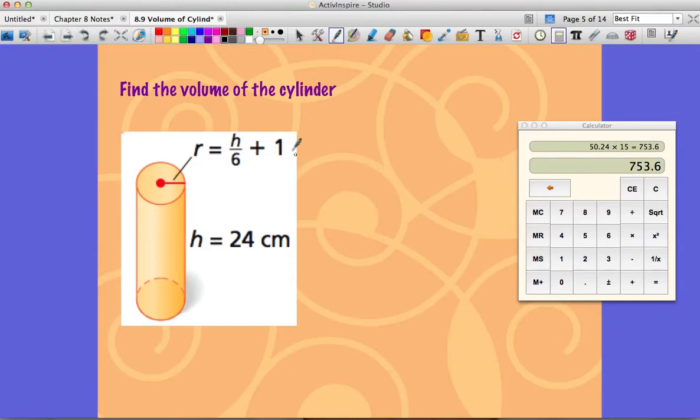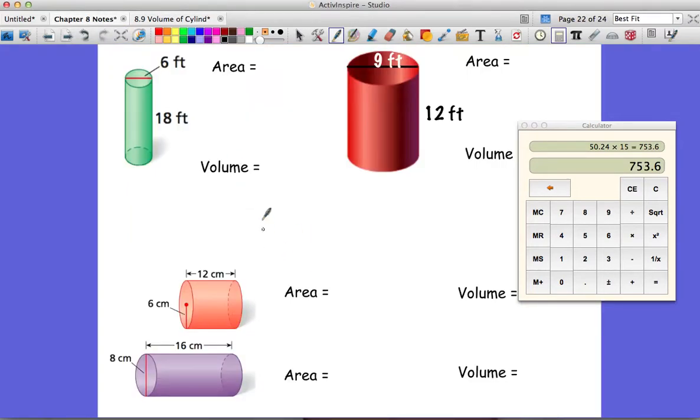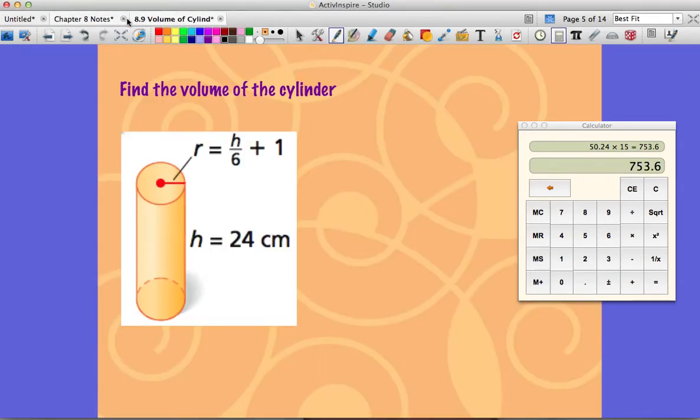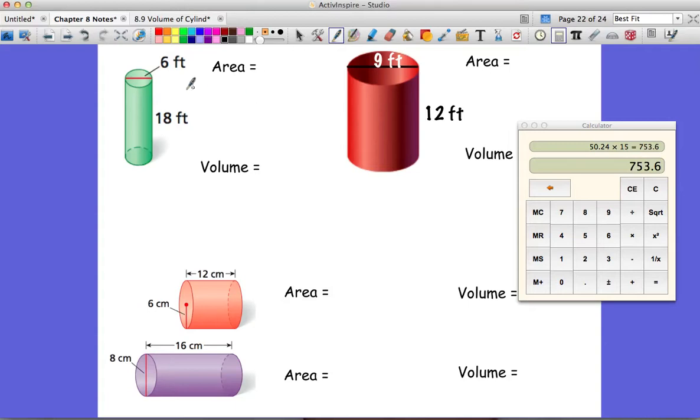Right, so we're going to practice another one together. In your notes, you'll notice that you do not have this problem, but you do have these 4 problems. I know it's a lot of practice with cylinders, but they're the most difficult to remember because of the area formula, and I want you to make sure you get as much practice as you can.